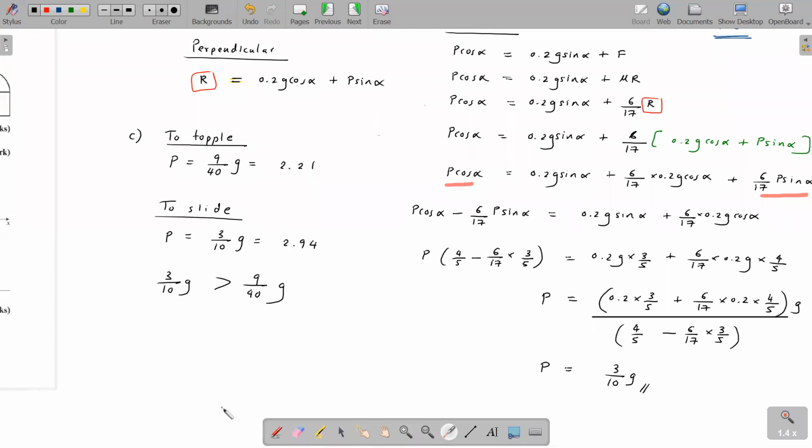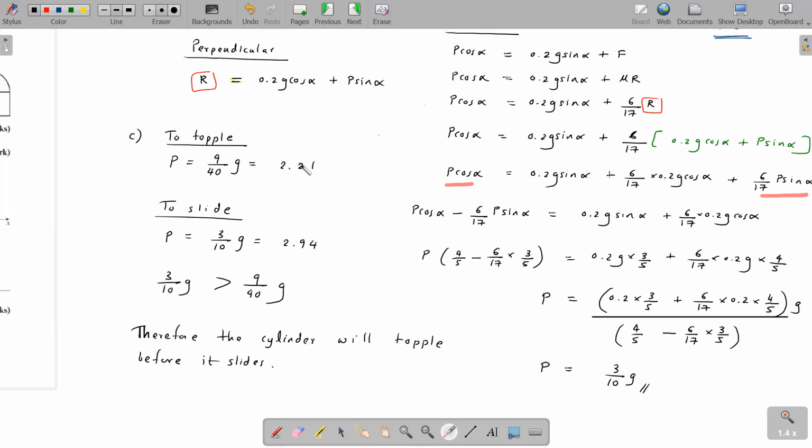Can you understand? So therefore, what's going to happen first? The cylinder will topple, right? The cylinder will topple before it slides. If it was the other way around, you would reach the sliding P value first. But here you reach the toppling P value first. So that means it's going to topple.